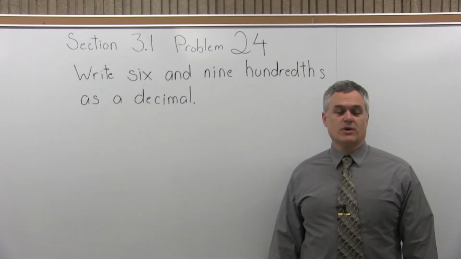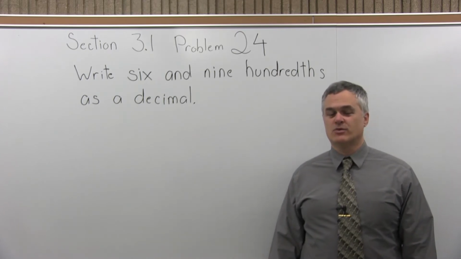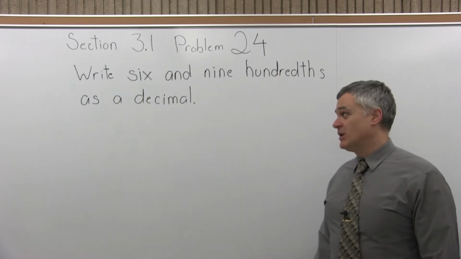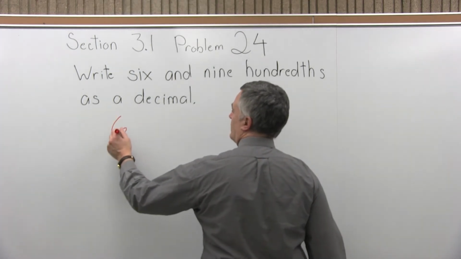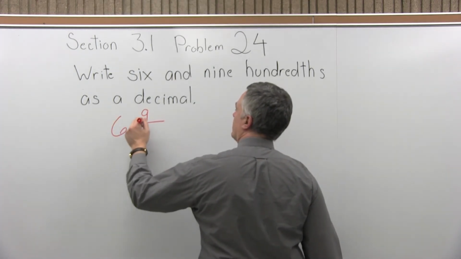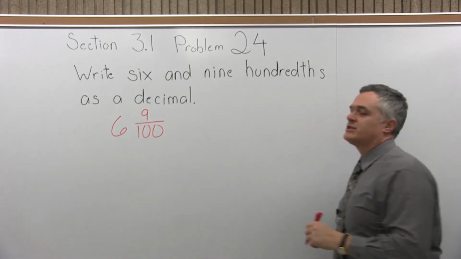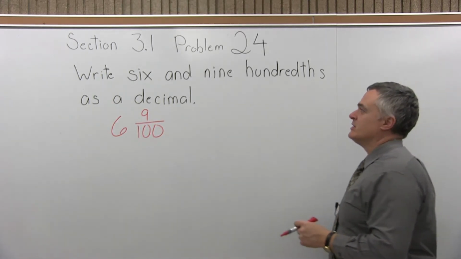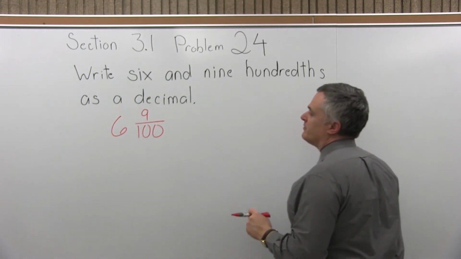This is Section 3.1, Problem 24. It says write 6 9/100 as a decimal. So, first, I would like to see that number written as a fraction. It's much easier to go from a fraction to a decimal than just from the words to a decimal. So 6 9/100 is 6 9/100.